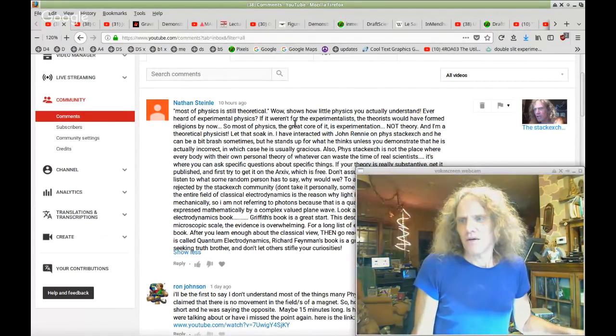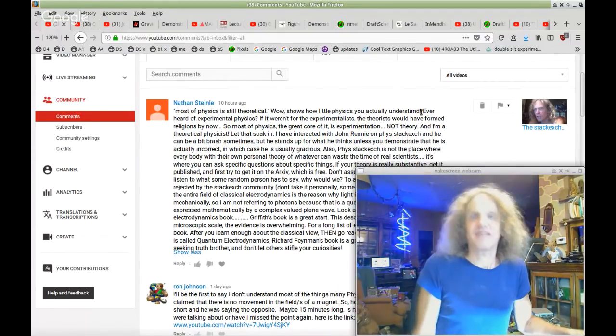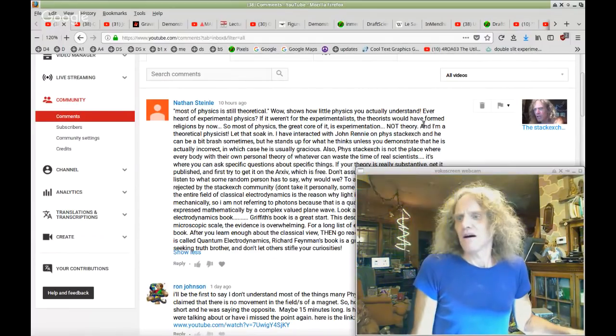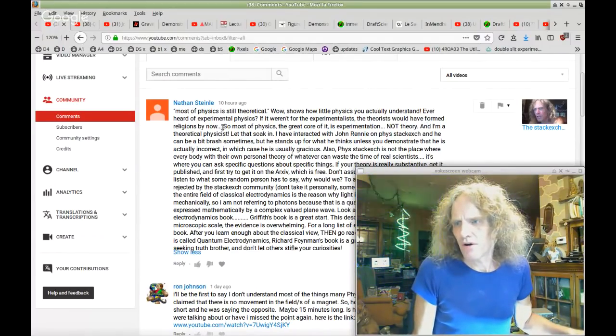Okay, wow. Shows how little physics you actually understand. Fuck you in the ass until thoroughly dead. Ever heard of experimental physics?